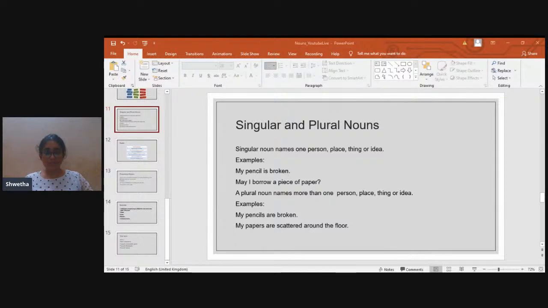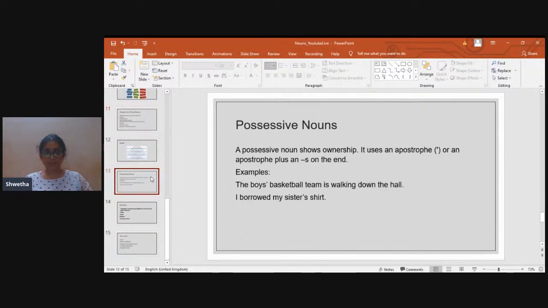In that, you will see that I have very clearly written that it requires an apostrophe plus an S. What is apostrophe? Apostrophe is the symbol. S is just added to show the possession. The sister's shirt. Boy's basketball team. Right? That is what comes under possessive noun.